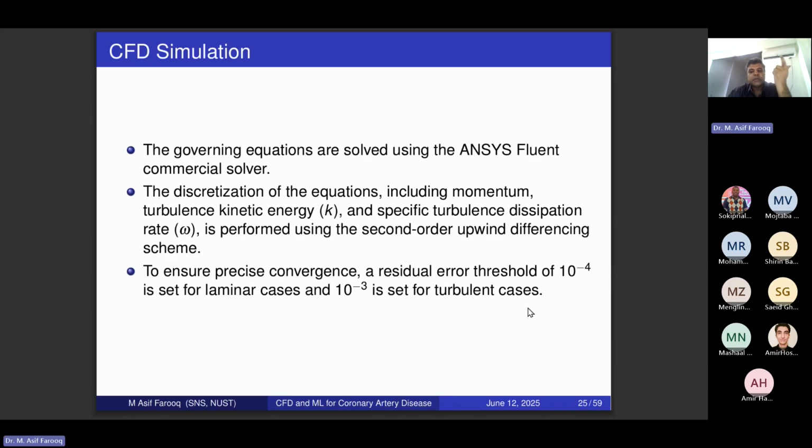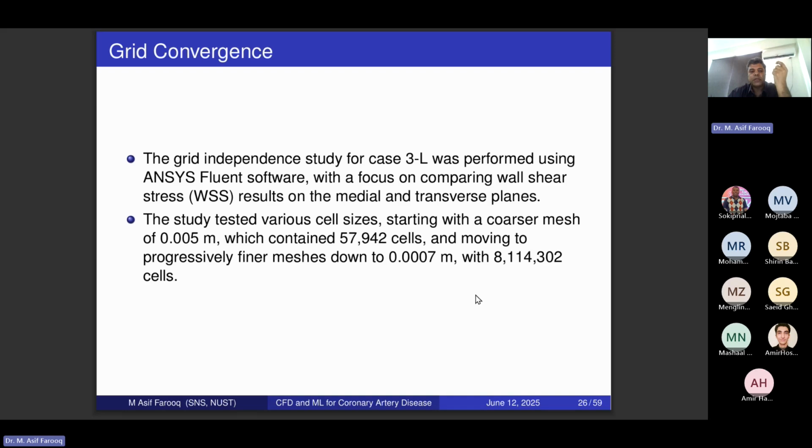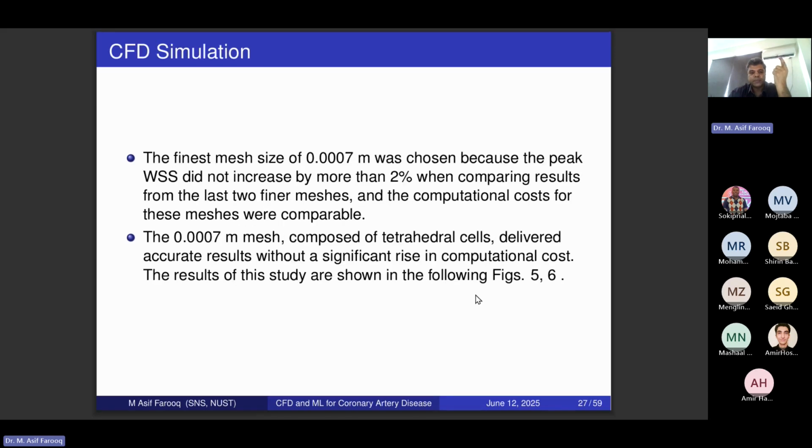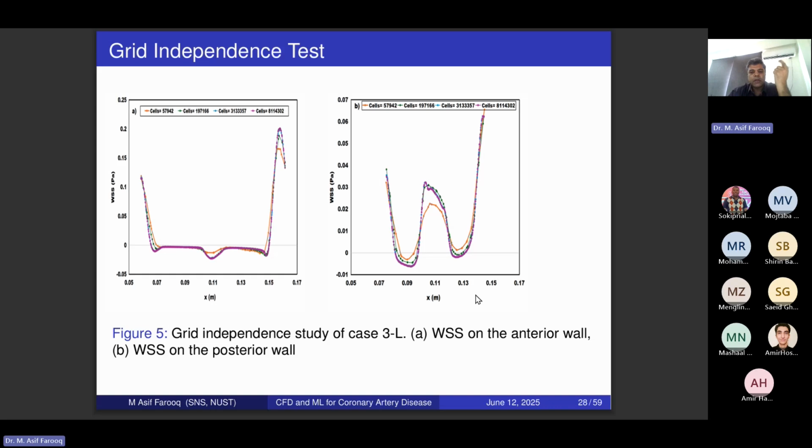CFD has been done in the ANSYS Fluent commercial software with built-in equations with upwind discretization scheme, and the residual error is 10 raised to power minus 4 for the laminar case, and 10 raised to power minus 3 for the turbulent case. Okay. Here, this is the grid independence study.